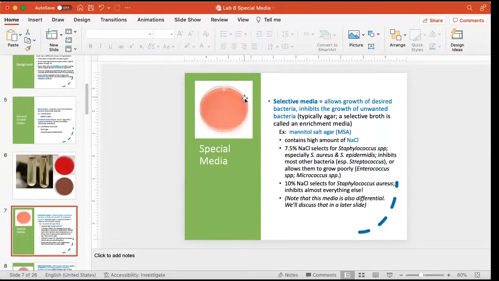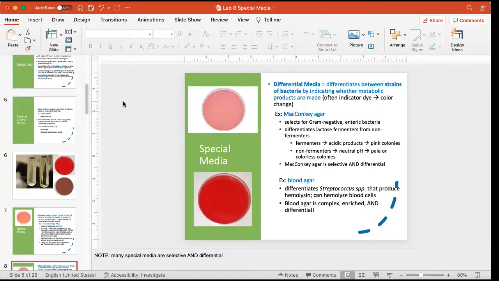Now, up here on the left, this is what mannitol salt agar looks like before it's inoculated. It has this pinkish color. It's a light sort of pinkish color to the agar. Now, there are many other kinds of selective media. Mannitol salt agar is just one. There's many, many other types of selective media, and you use the one that's appropriate to your needs.